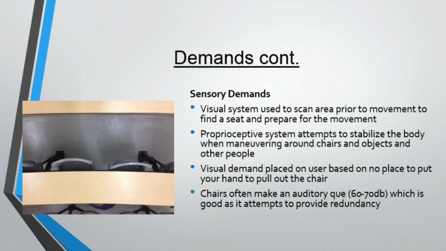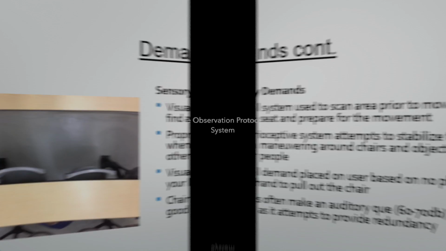The visual system is used to scan the area prior to movements to find a seat and prepare for the movement. The proprioceptive system attempts to stabilize the body when maneuvering around chairs and objects and other people. Furthermore, visual system demand is placed on the user since the user does not know where to place hands to pull the chair. The chairs often make an auditory cue, providing feedback to the user based on the movement.